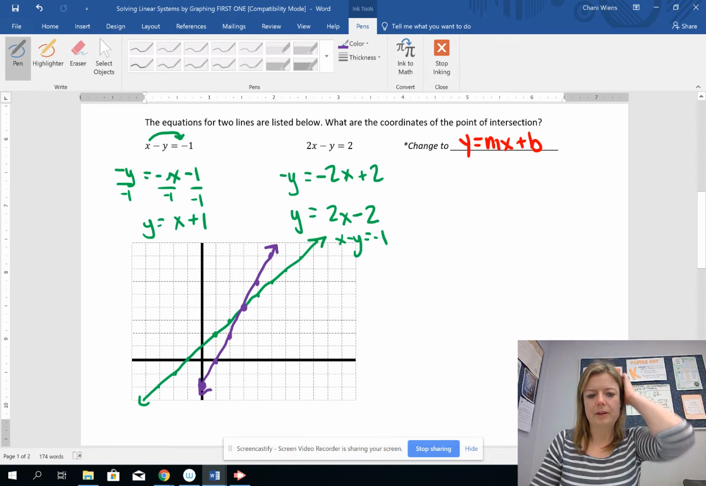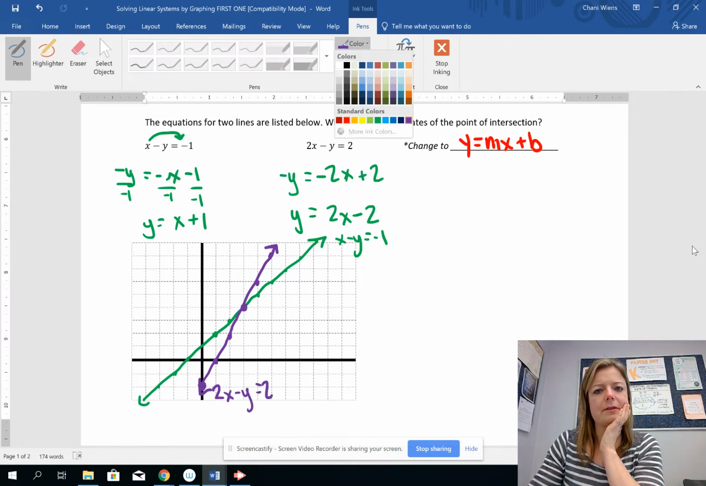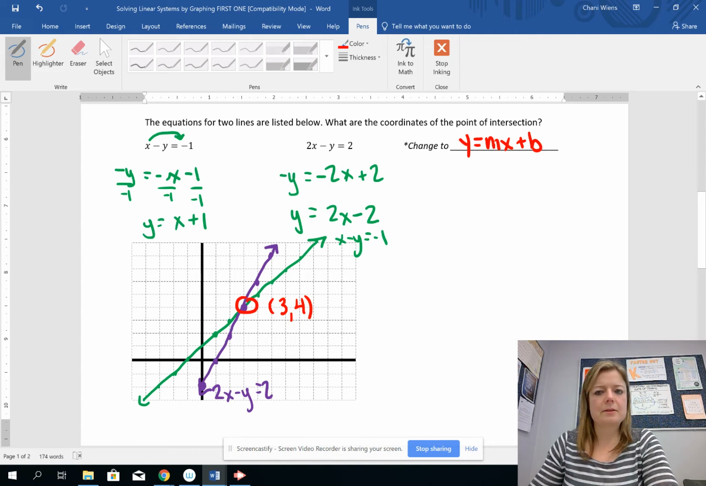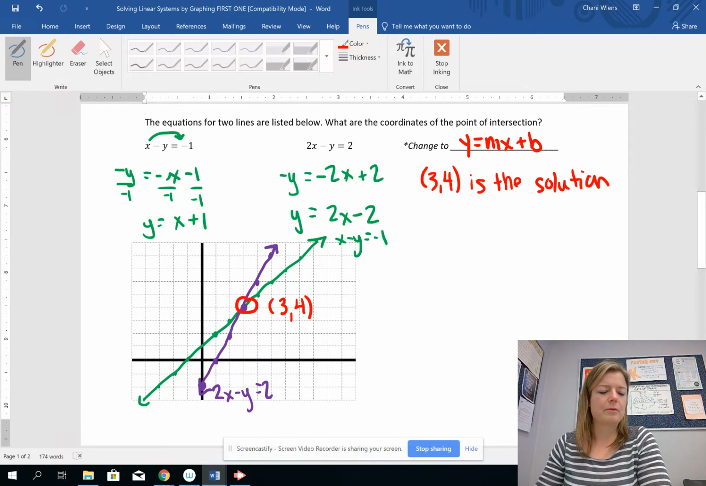Okay, and label it with the equation. Then I can identify the point of intersection, which is the solution. My x value is 1, 2, 3, and my y value is 1, 2, 3, 4. So that is the coordinate (3, 4). So (3, 4) is the solution to this linear system. Okay, so let's check now that that actually does work in both equations.